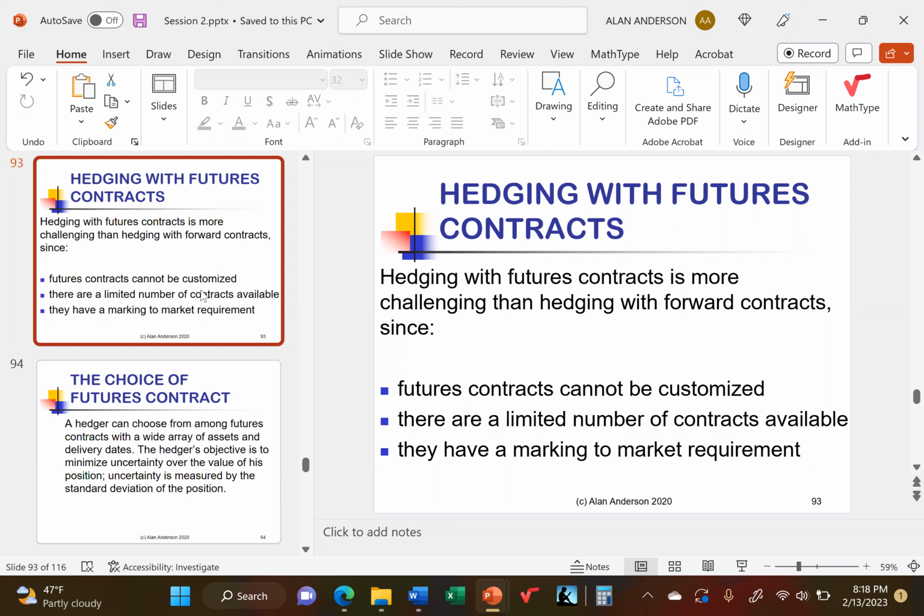So if you need something else, you have to adjust your strategy to take into account the fact that this is all they have. It's take it or leave it. There's not that many different contracts to choose from. And of course, there's marking to market.